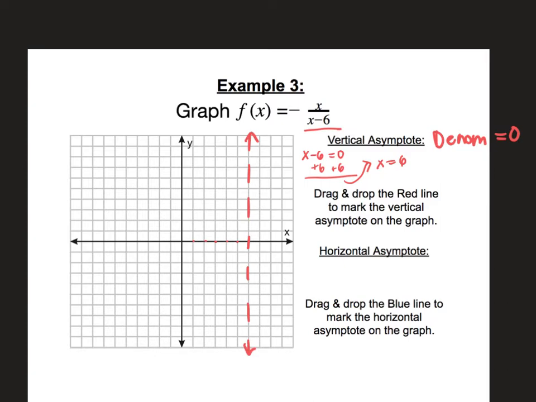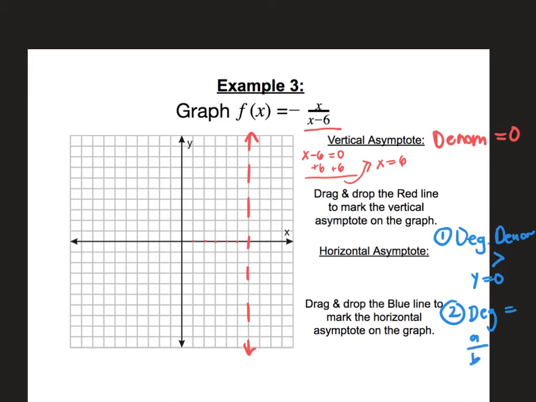For our next one, our horizontal asymptote, remember you're looking for one of two things. The first one is the degree of your denominator. If that is bigger, then your asymptote is going to be y equals 0. The second is if the degrees are equal, then it's going to be a fraction of your numbers out front.